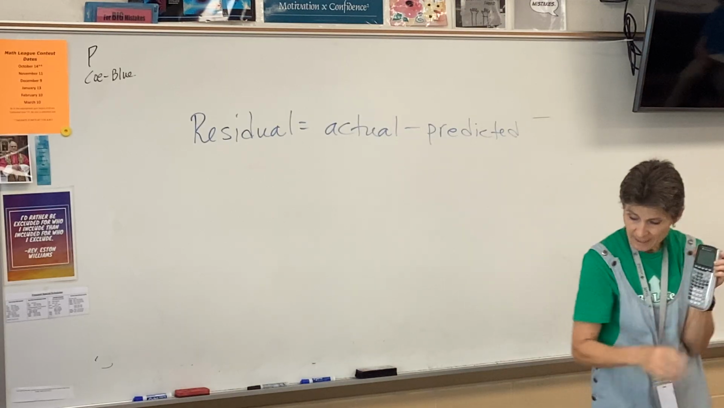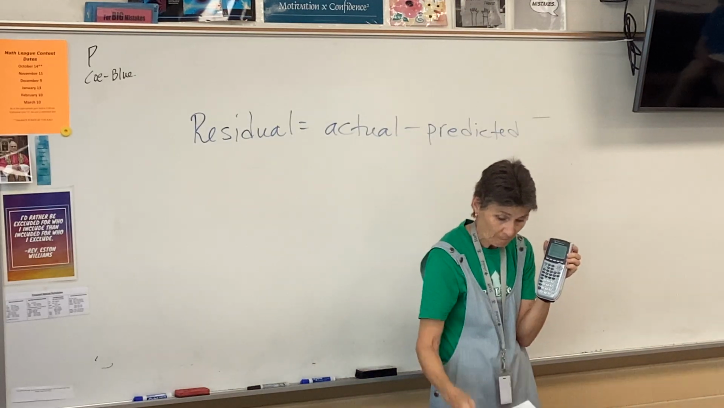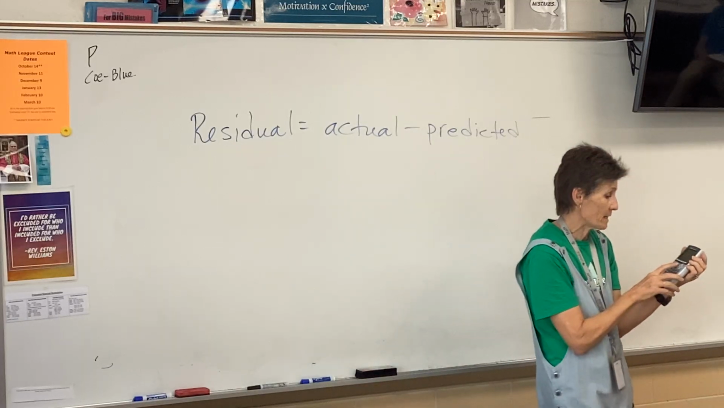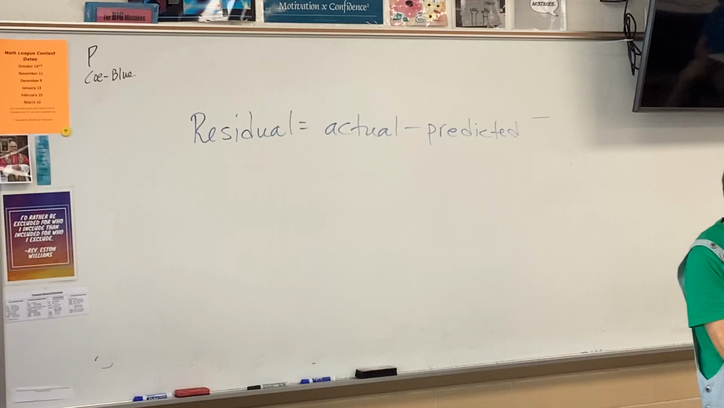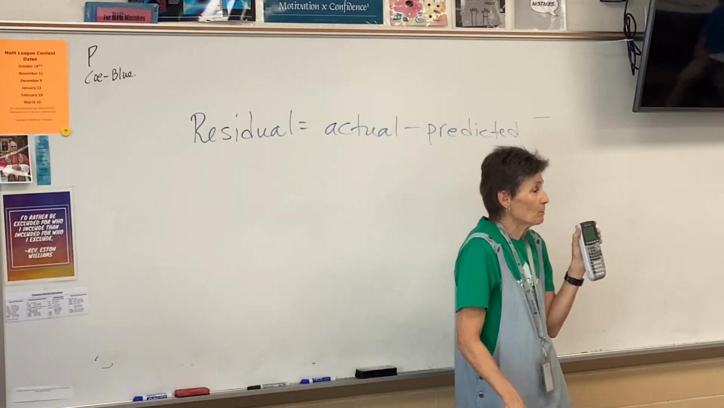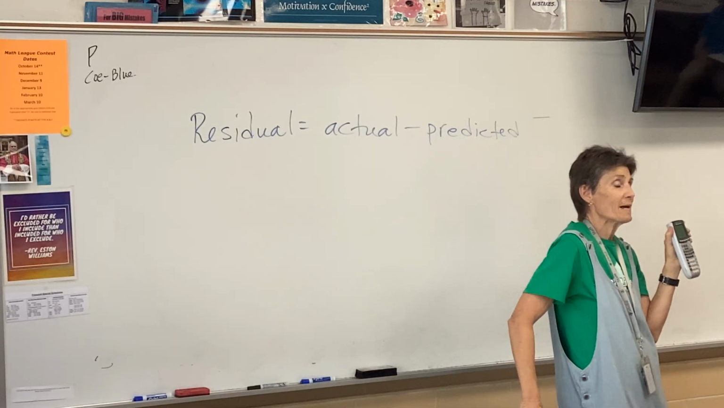This particular problem said to find the residual of a baby that is 5 weeks old. So the residual for a baby who's 5 weeks old is negative 0.07. Now, let's interpret that. What is the interpretation of that? We're going to go through and do it by hand.